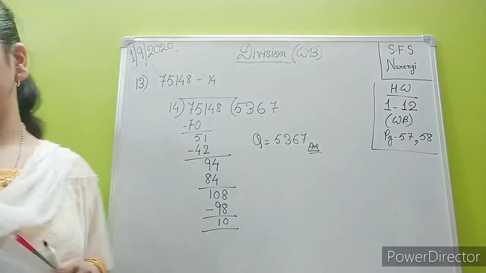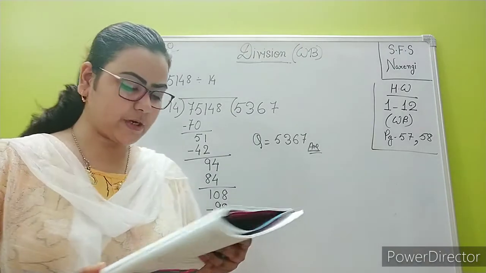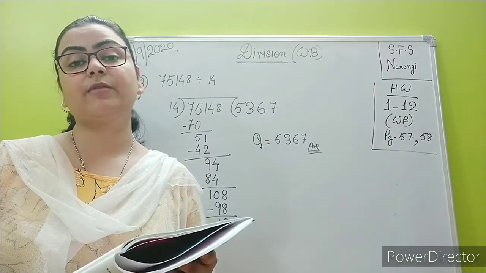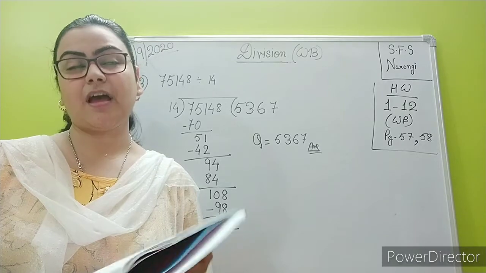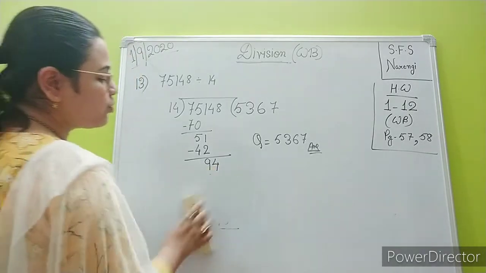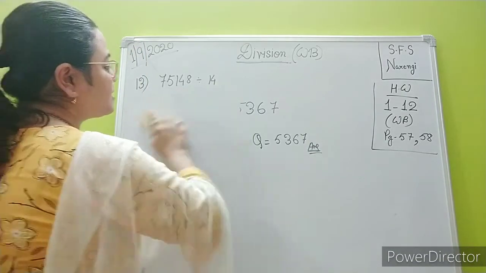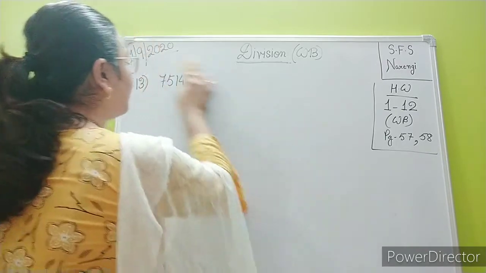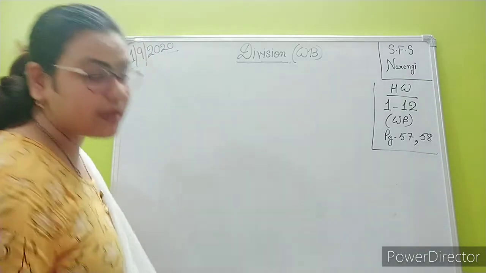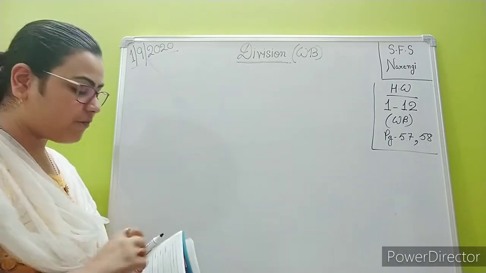Before that, let me just clear the board. I guess this one should be quite easy. Let's just see what is the question. What is the remainder when 60,000 is divided by 5? Now, if you follow the divisibility rules of 5, what is the divisibility rule of 5? If the digit in one's place is 0 or 5, it will be divisible by 5.